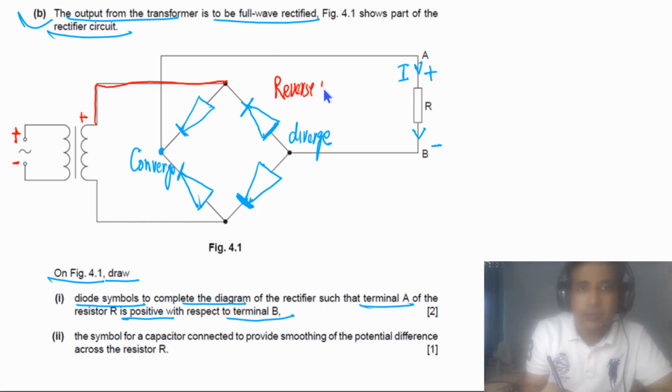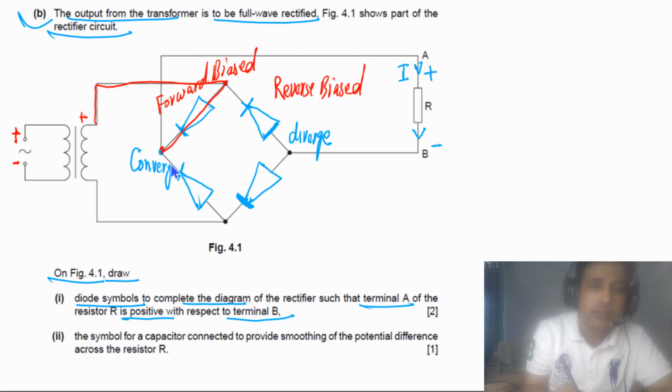So this is reverse biased, so current will not go this way, but this is forward biased, so current will flow this way. So we can say this is in forward bias, so you need to understand these terms as well. And so current will flow like this, but current cannot go this way because this is in reverse bias, so current will go this way and enter from this end.